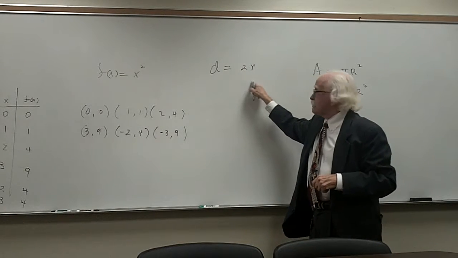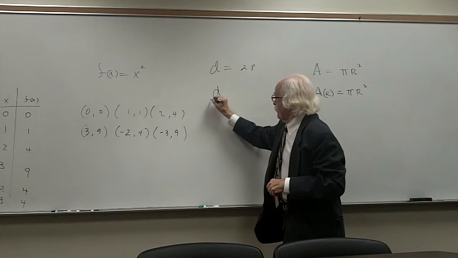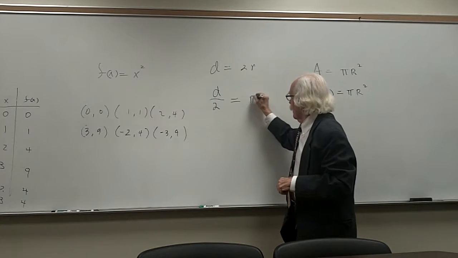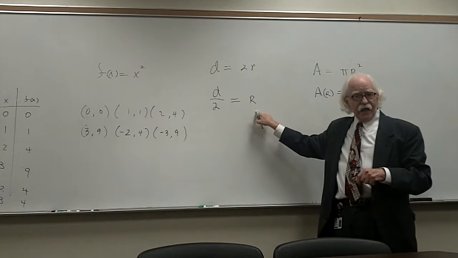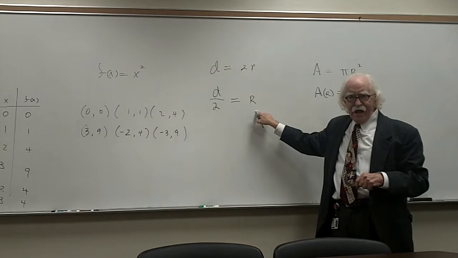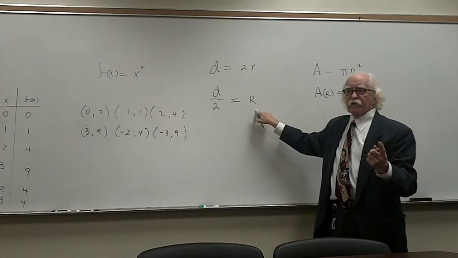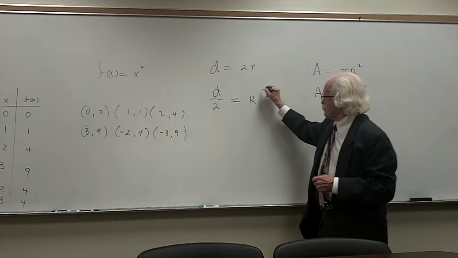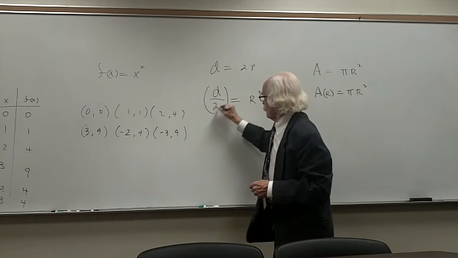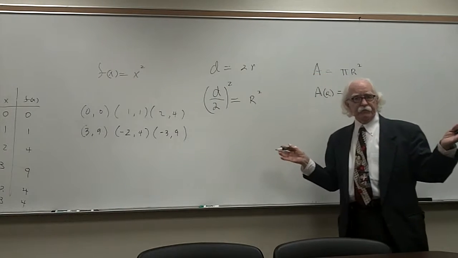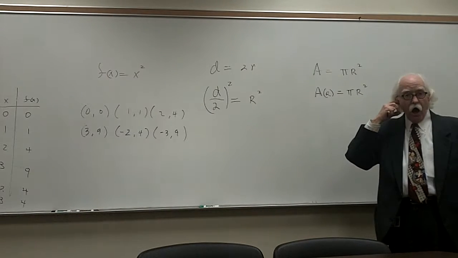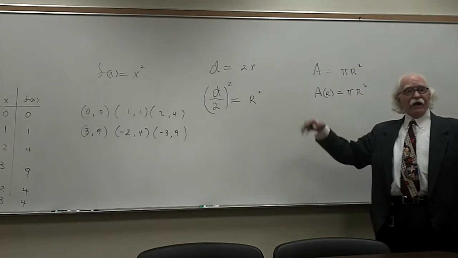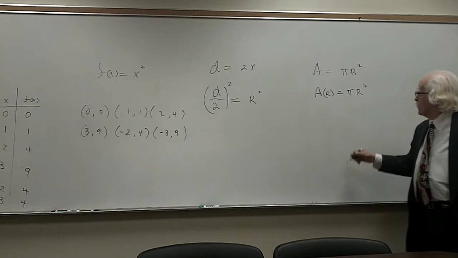Yes or no? So R would mean if you took the diameter and divided it by 2, you would get what? You'd get the radius. Say yes. Watch what I'm going to do. So simple. If I square this side, I must square this side. Yes or no? Did I hurt anybody? No. Did I hurt my equation? No. Look at this.